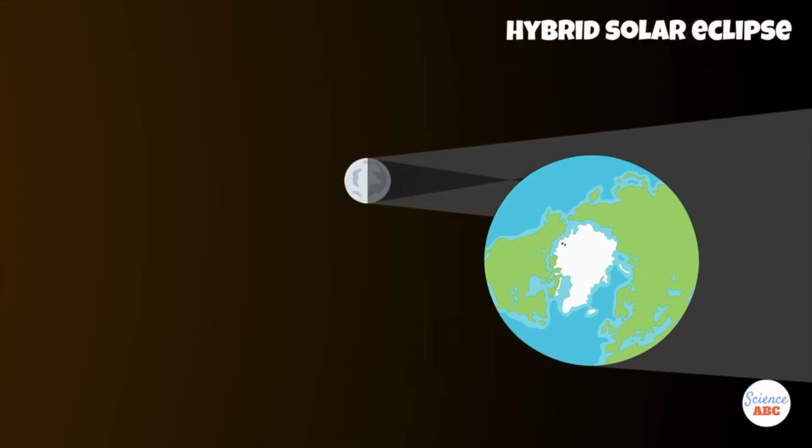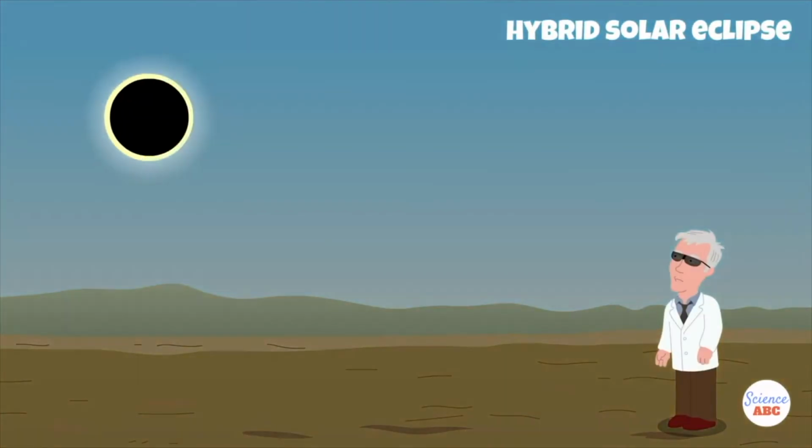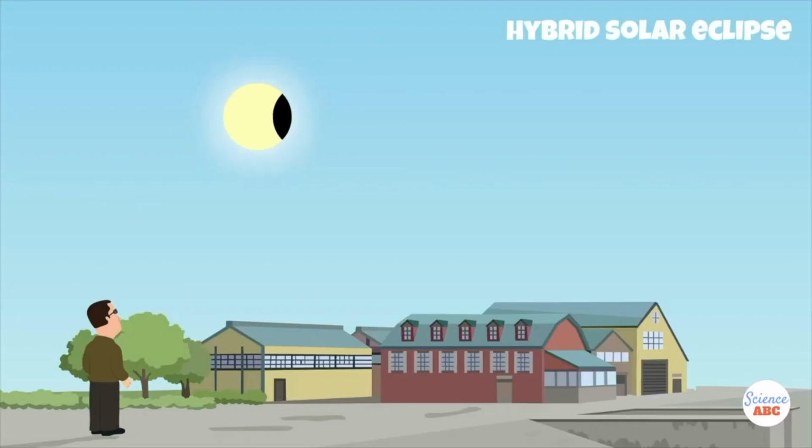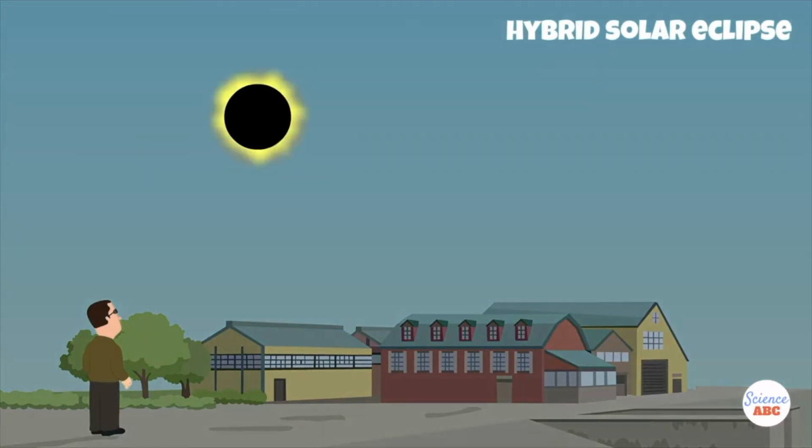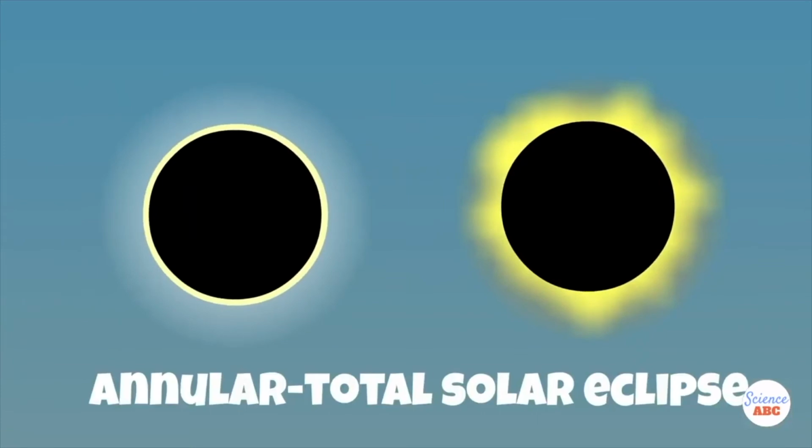During this type of eclipse, some parts of the Earth witness an annular solar eclipse, while other parts see a total solar eclipse. For that reason, this type of eclipse is also known as an annular total solar eclipse.